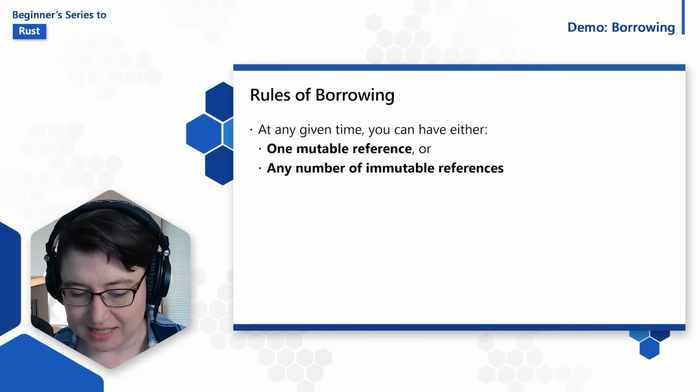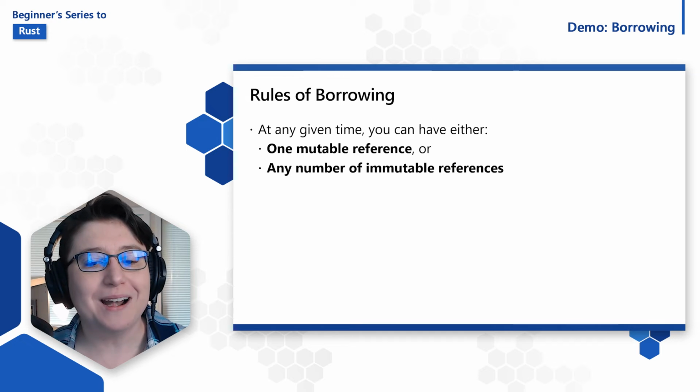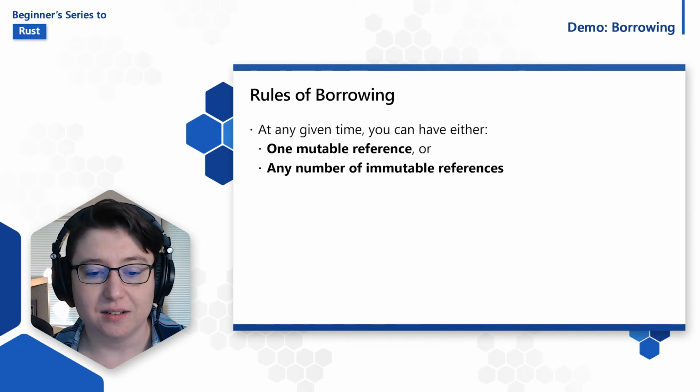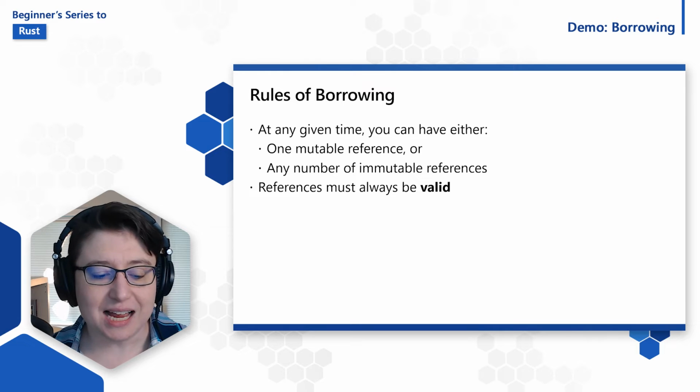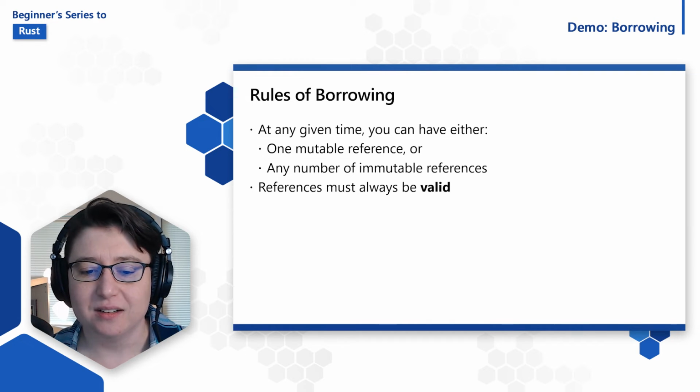The first is, at any given time, you can have either one mutable reference, as we just saw, or any number of immutable references. The second rule is that references must always be valid. And let's look at an example of this second rule.